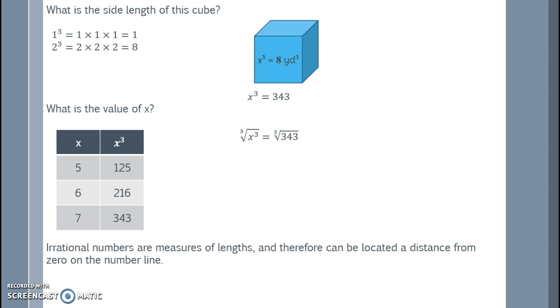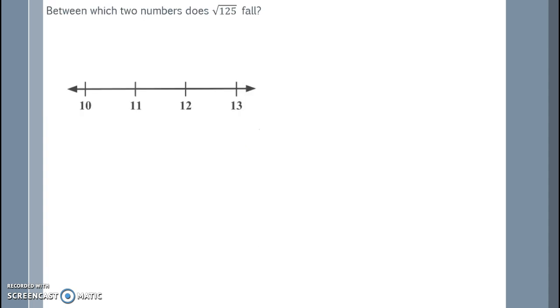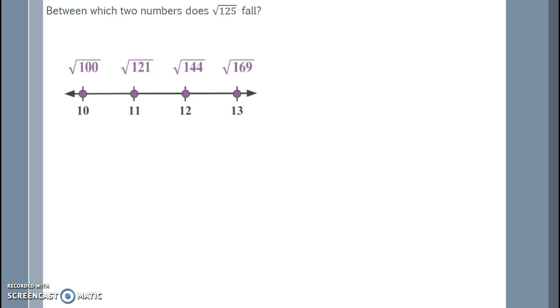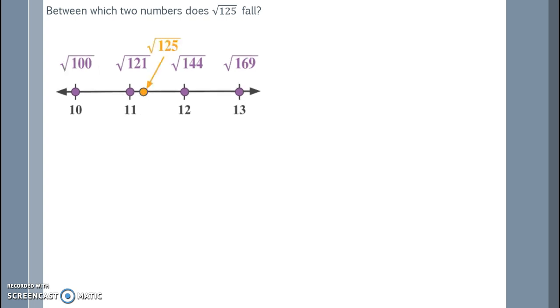Irrational numbers are measures of length and therefore can be located a distance from 0 on the number line. Between which two numbers does the square root of 125 fall? I know that 10 times 10 is 100, 11 times 11 is 121, and 12 times 12 is 144. Therefore, the square root of 125 must fall slightly closer to 11.